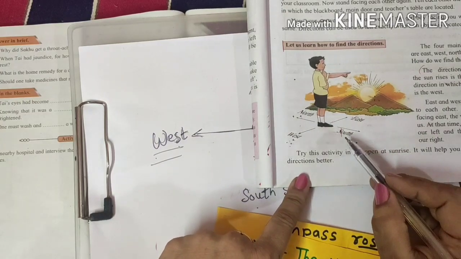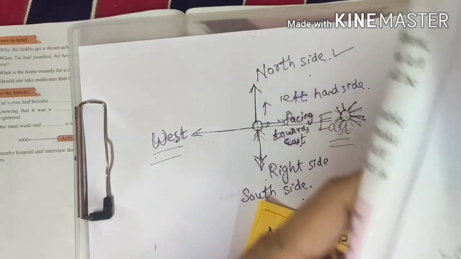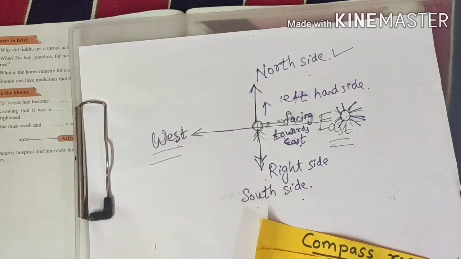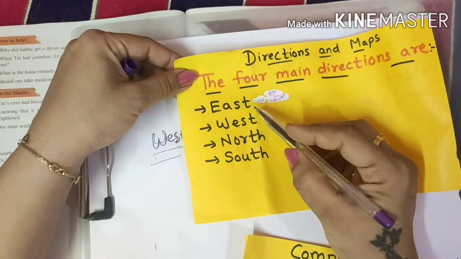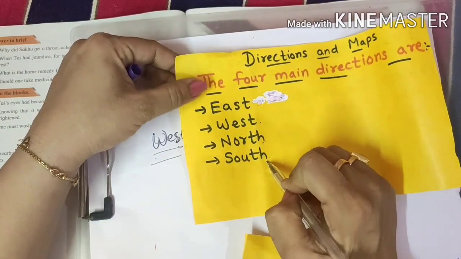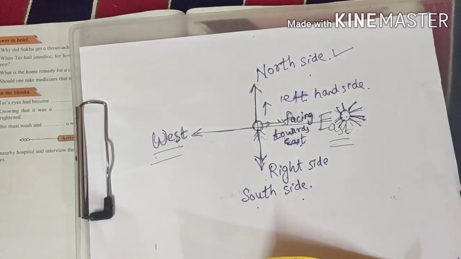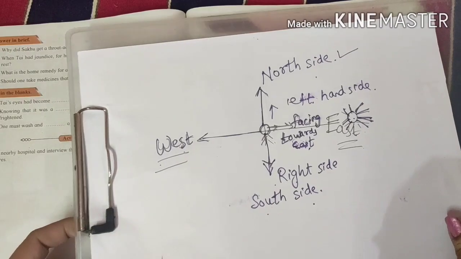Okay children, so I hope you are clear with these four main directions. Our four main directions are east, west, north and south. I hope all of you are clear with the four main directions.